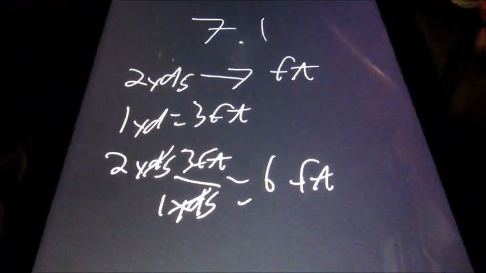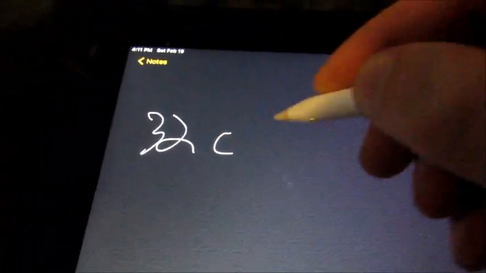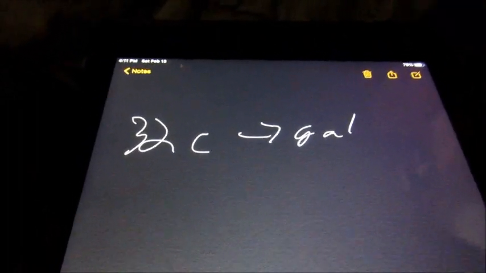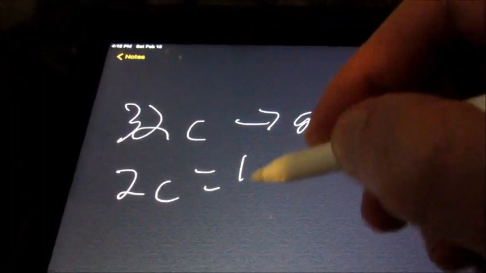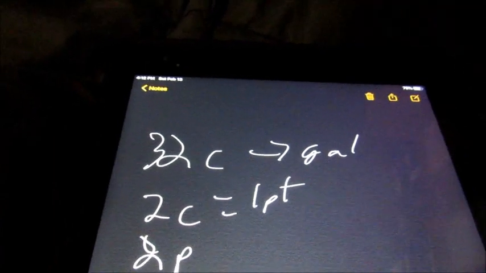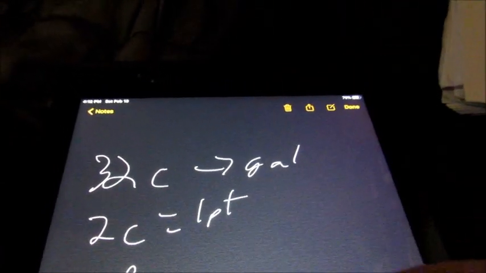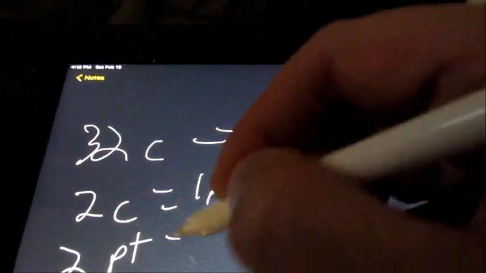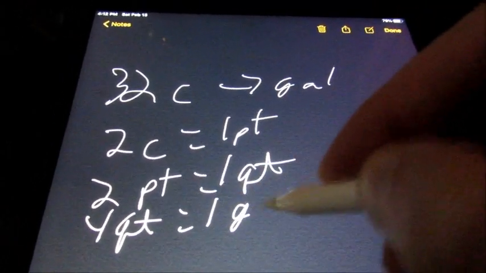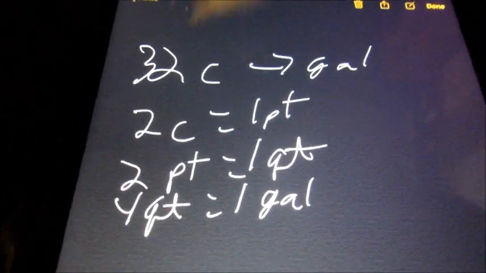So let's do another one that's a little bit longer. Let's say that we have 32 cups and we want to go to gallons. So our conversion factors that we had were 2 cups equal 1 pint, 2 pints equals 1 quart, and 4 quarts equals 1 gallon. So this one's a little more complicated. We have to do a few conversions.